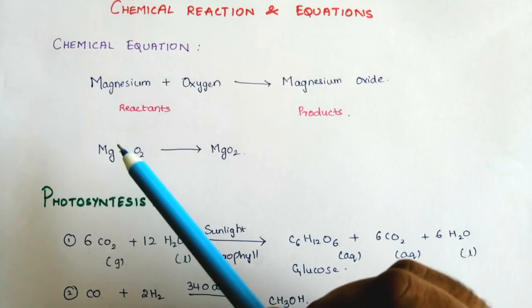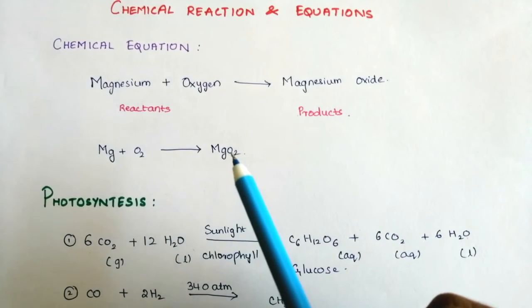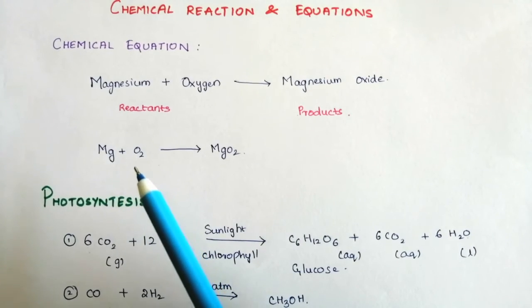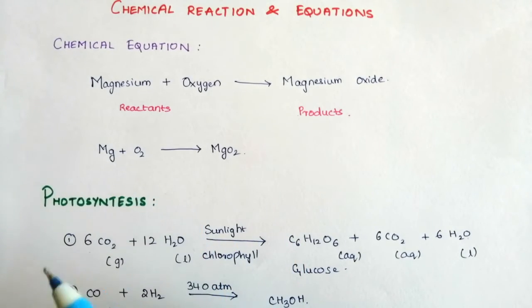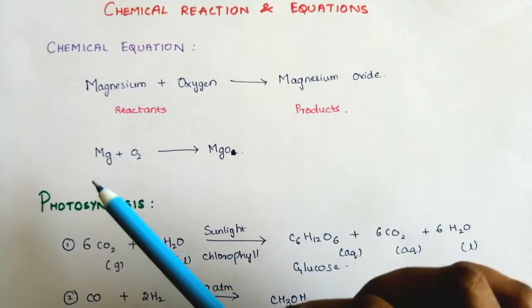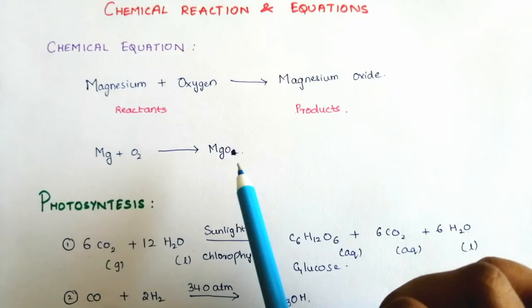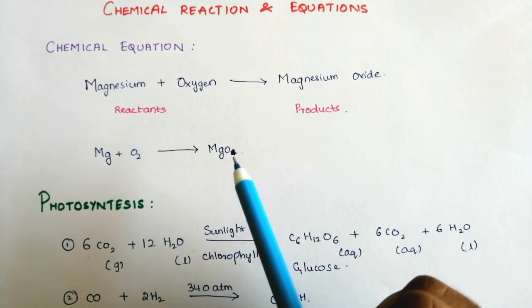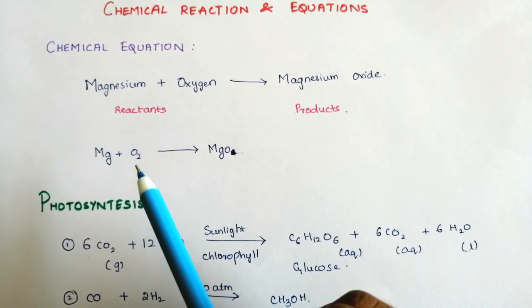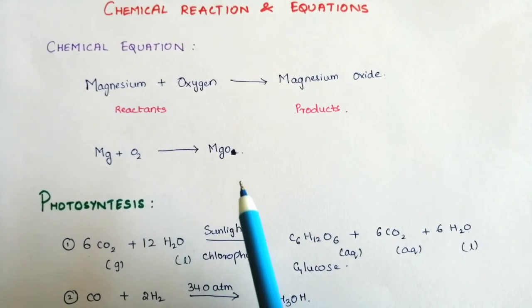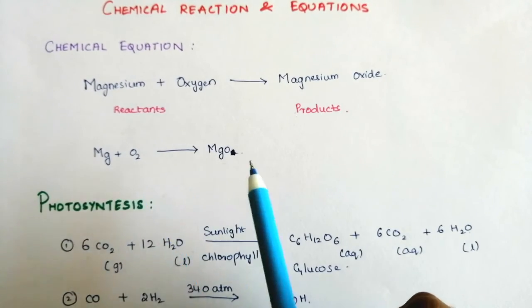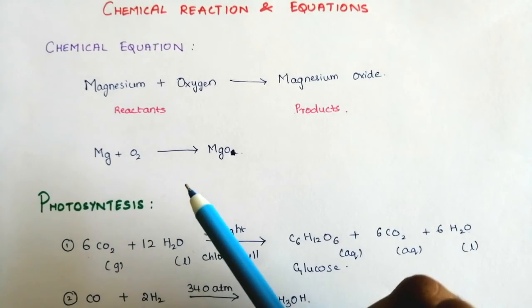If you take this example, magnesium plus oxygen gives rise to magnesium oxide. Count the number of atoms on the left hand side and right hand side. Are they the same? The number of atoms on the left hand side and right hand side are not the same. Sorry for the mistake, magnesium oxide is MgO. The number of oxygen atoms is 2 here, but here we are getting only 1 oxygen atom. So we have to balance this equation. This is an unbalanced chemical equation.